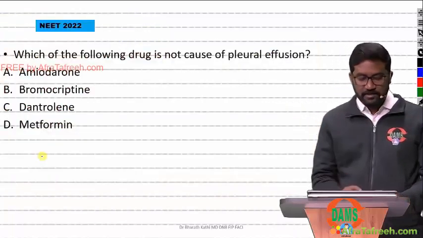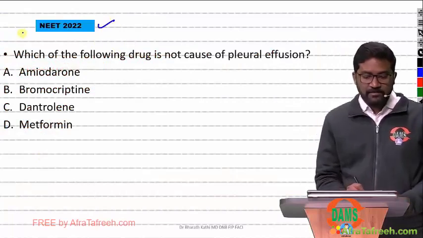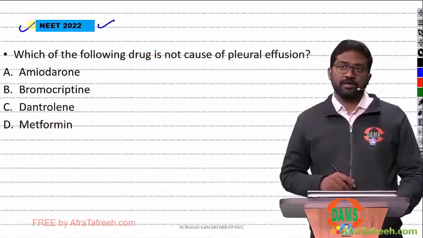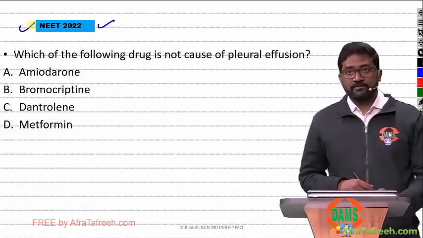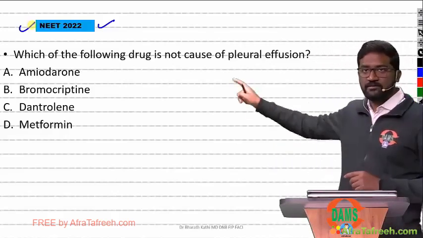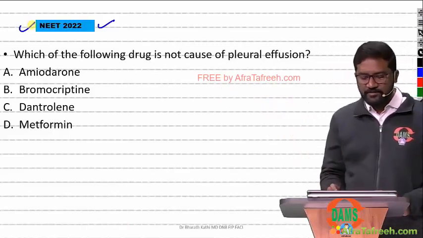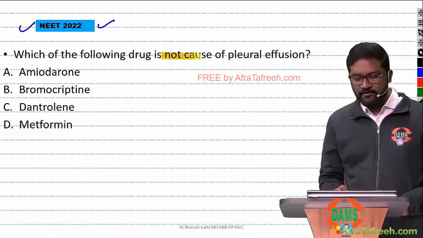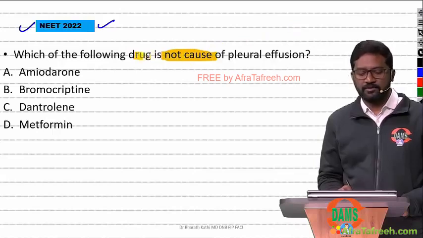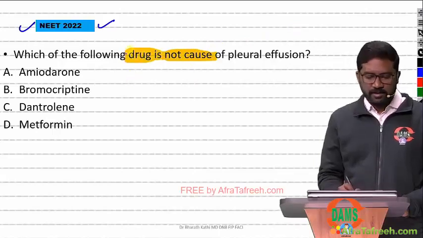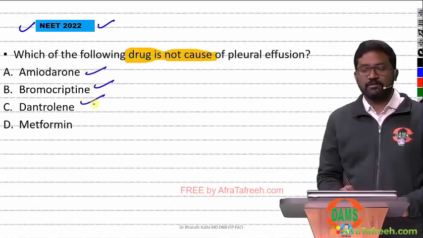Next, coming to NEET 2022 question. See, sometimes examiners will not only ask you memory based questions, but also common sense. So this is a common sense based question, not a memory based question. Which of the following is not a cause of pleural effusion? Drug not a cause of. We already know that amiodarone, bromocriptine, dantrolene cause it.